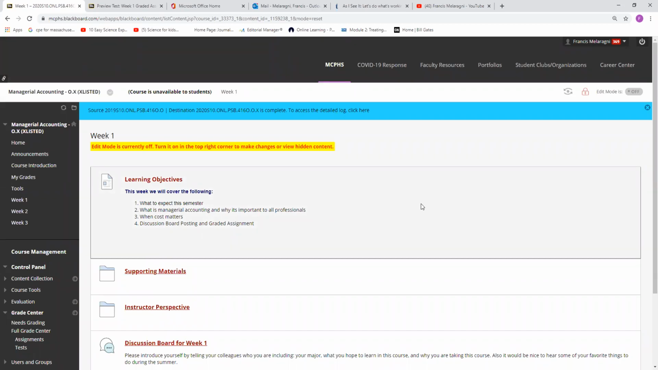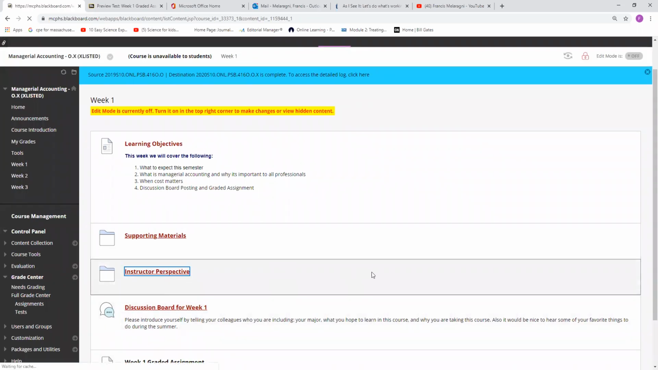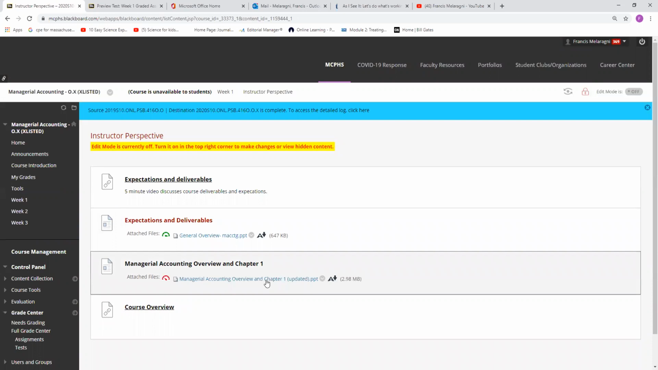As I mentioned in the overview, I try to set up each week in a consistent way. So we talk about objectives, supporting materials, instructor perspective, and then the discussion board and the graded assignment. So I'm going to go into the instructor perspective folder, and I'm going to pull up the week one overview slides that I've prepared.